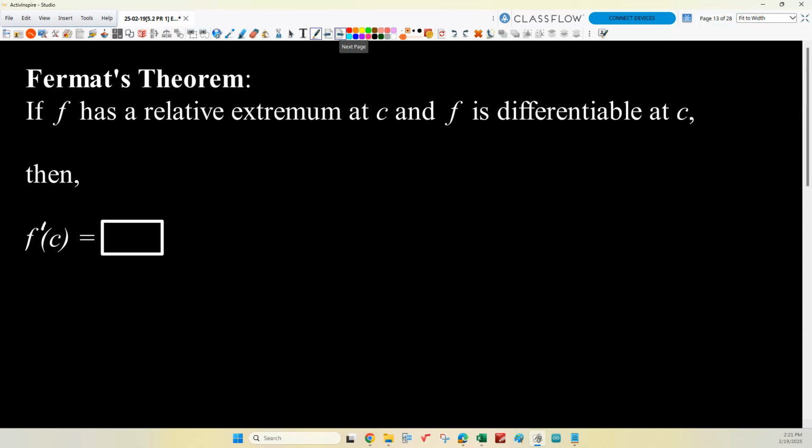Okay, so this is sort of an obscure one that I wanted to throw out here because it makes sense. Fermat's theorem. If f has a relative extremum at c, so c is some value of x, and if the function is differentiable at c, then what does that tell you about the derivative?